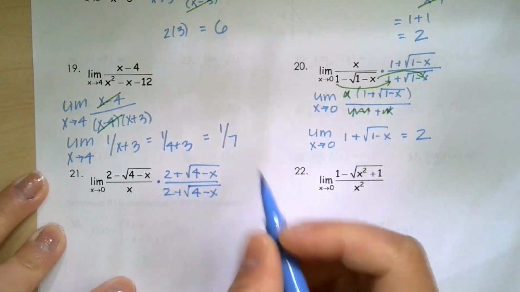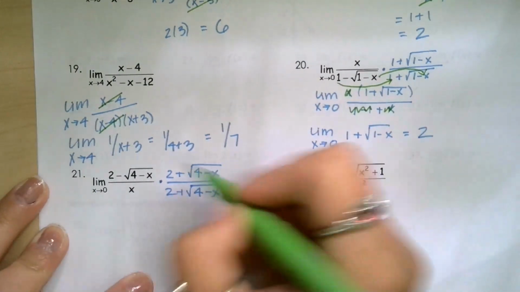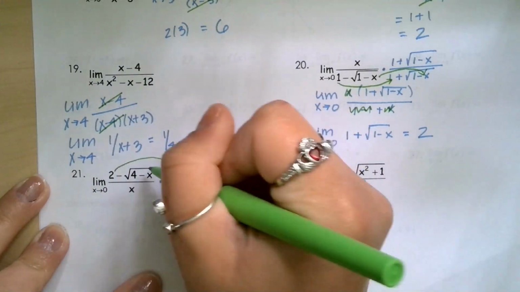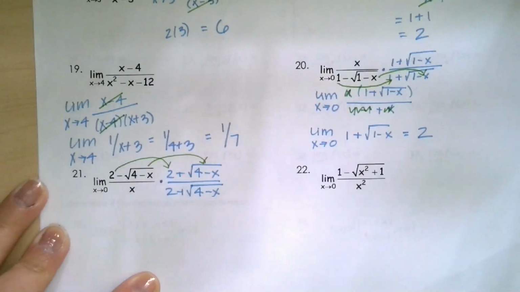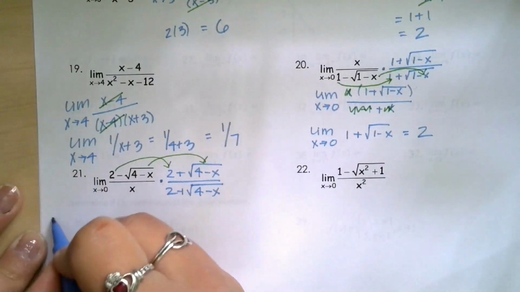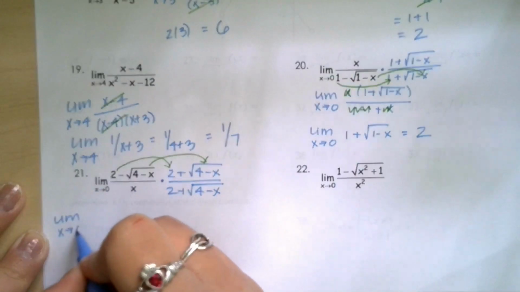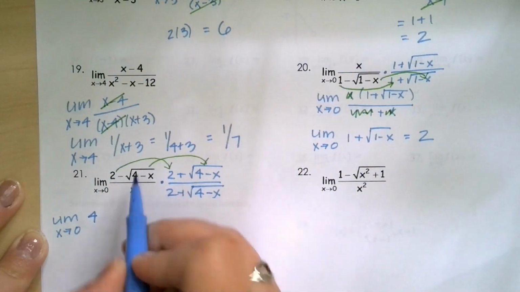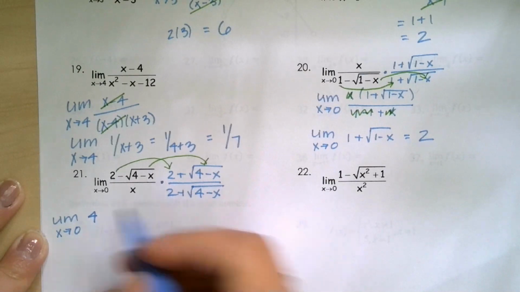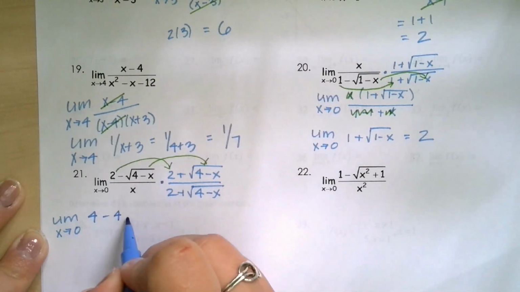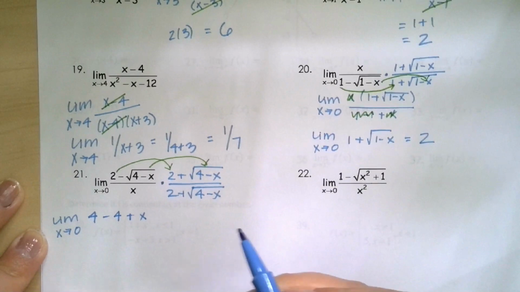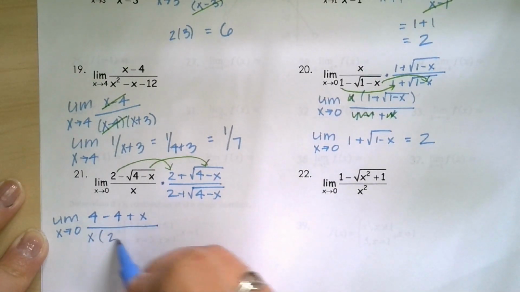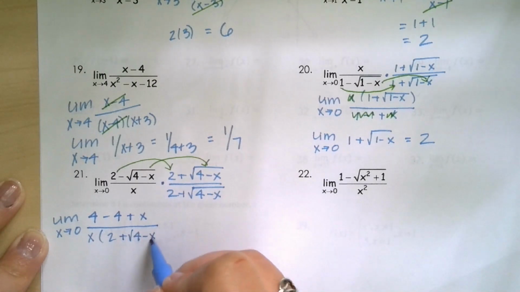Okay? So, again, like I said, when we're multiplying the conjugates, we only care about our first two terms and our last two terms. So this gives us the limit as x approaches 0. 2 times 2 is 4. Now we need to drop our square roots, and again, everything's going to be negative under that square root. It's going to be minus 4 plus x. Our denominator, we're going to leave it as x times 2 plus the square root of 4 minus x.